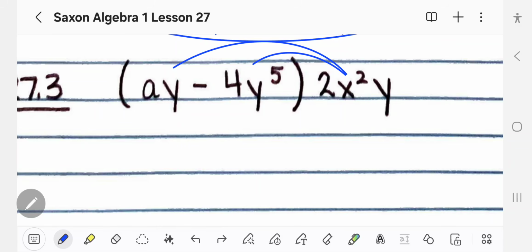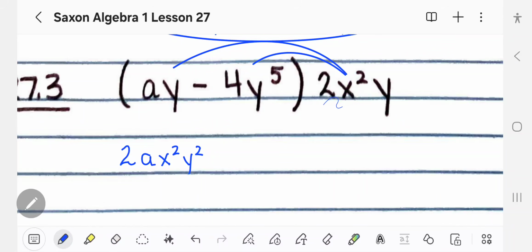Okay? So we're going to go ahead and multiply this factor by this term that's inside of the parentheses. So we're going to have a 2. We've got an a, and we've got an x squared. These are all multiplied. And then we have this y times this y, which is going to be y squared. So let's make sure we got everything. We got the 2, we got the a, we got the x squared, and we combined the y and the y to give us y squared. Okay?